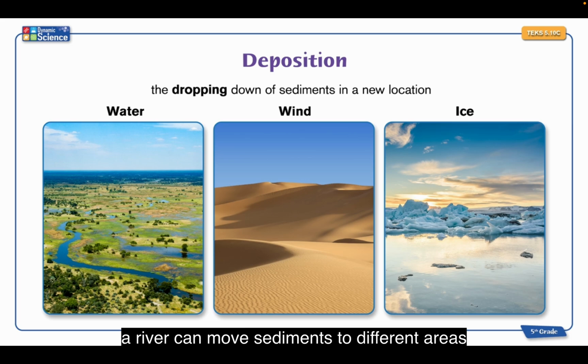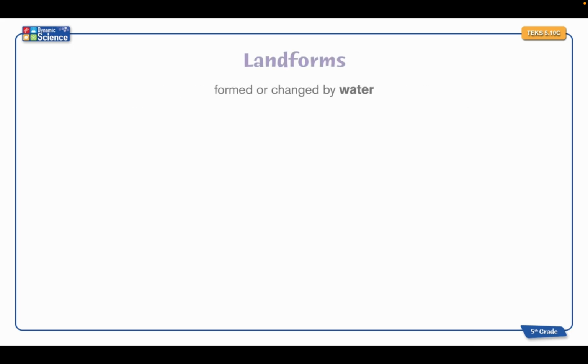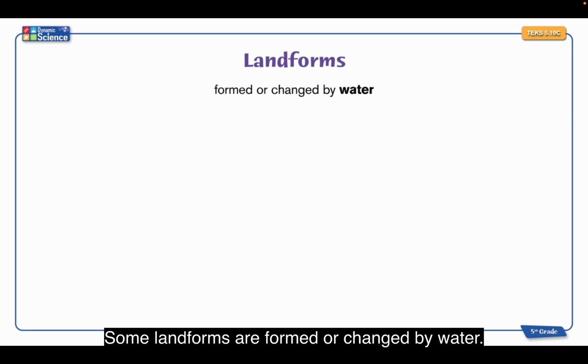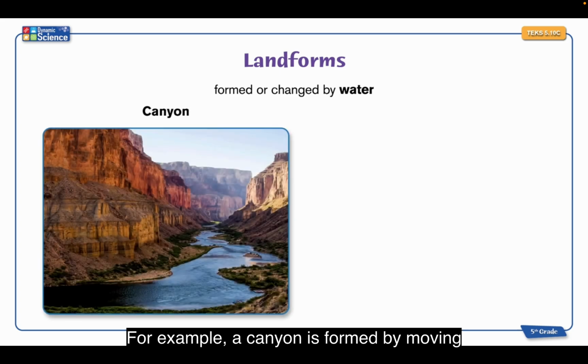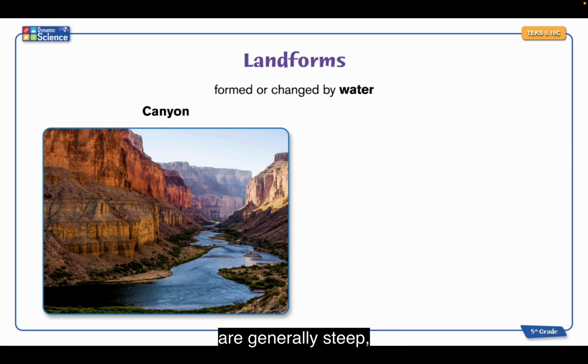For example, a river can move sediments to different areas just as wind can deposit sand in new locations, and ice can move rocks and smaller materials to the ocean floor whenever it melts. Some landforms are formed or changed by water. For example, a canyon is formed by moving water carving rocks over many years. The walls of a canyon are generally steep with a valley running through it.